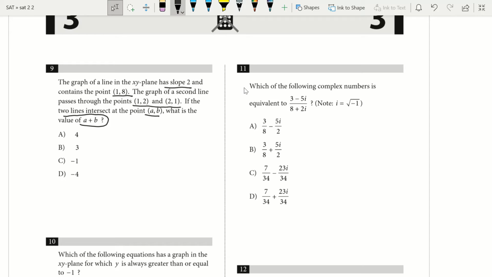Alright, when you see what is the value of a plus b at the end, pay attention because you're going to be tempted to solve for a and b and put one of those answers, but we're asked for the sum of a and b. So that's important to notice, okay? You always want to pay attention to what the question's asking.